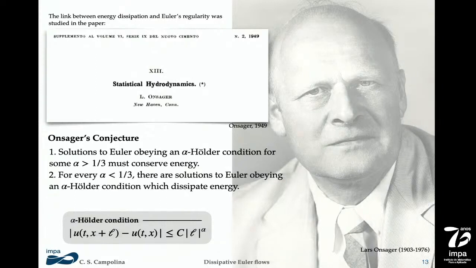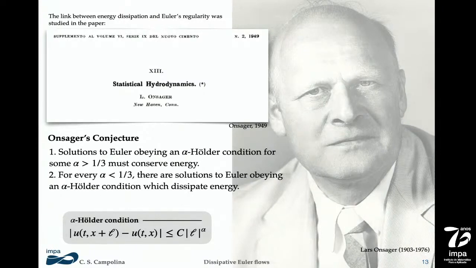The difference of fields separated by a scale L should be bounded, up to a multiplicative constant, by L to the power alpha. So this is a Hölder condition. If we put alpha equal to 1 here, we have the Lipschitz condition. And for alpha less than 1, we usually call it fractional Hölder condition.